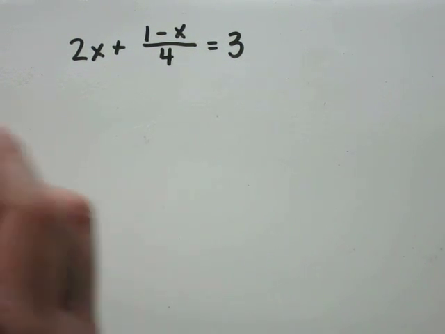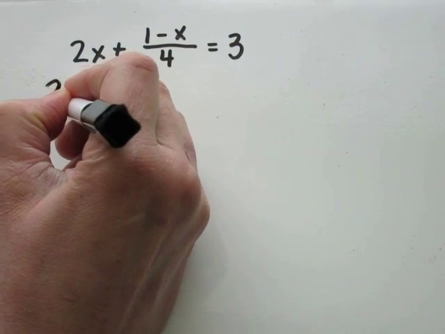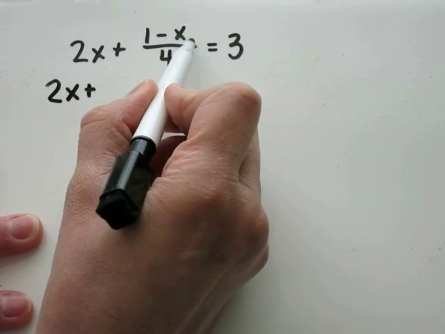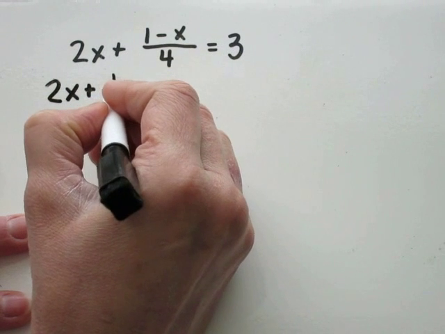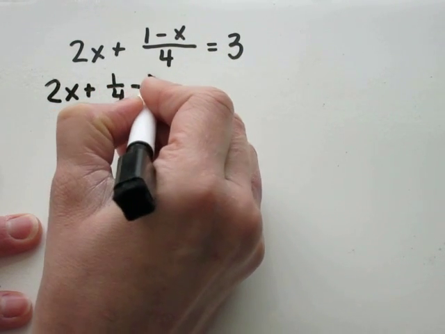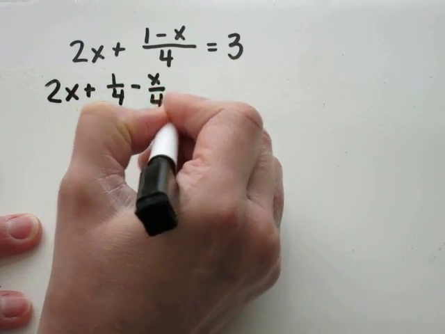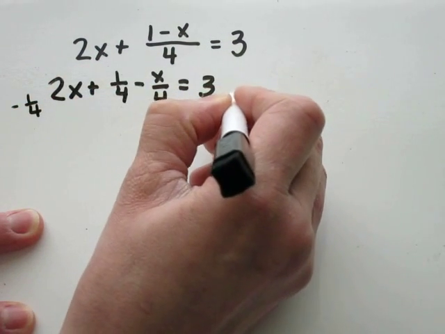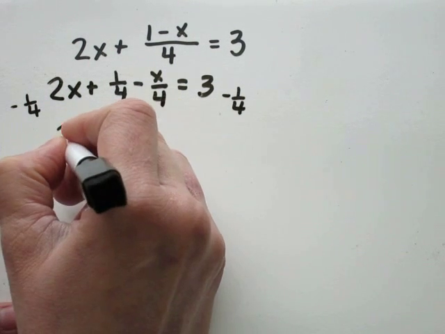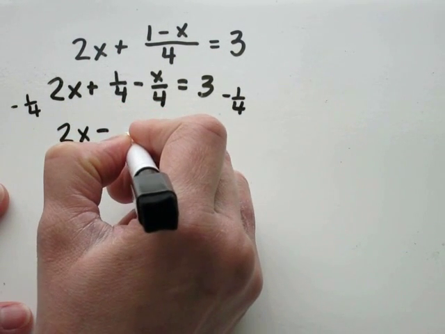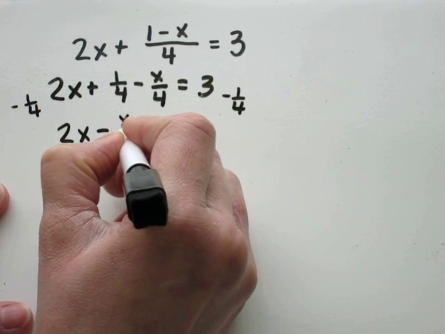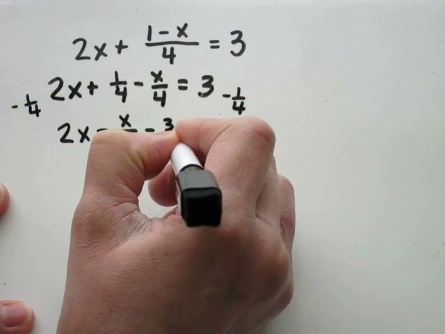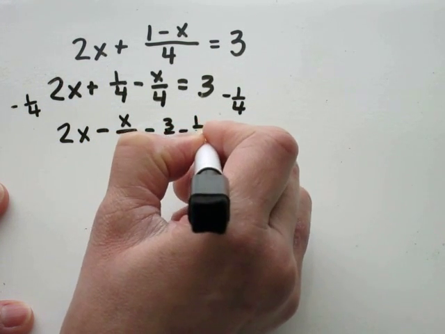The first thing I would do is rewrite my problem. You can rewrite the 1 minus x over 4 as 1 over 4 minus x over 4. Subtract 1/4 from each side. That leaves me with 2x minus x over 4, 3 over 1 minus 1 over 4.